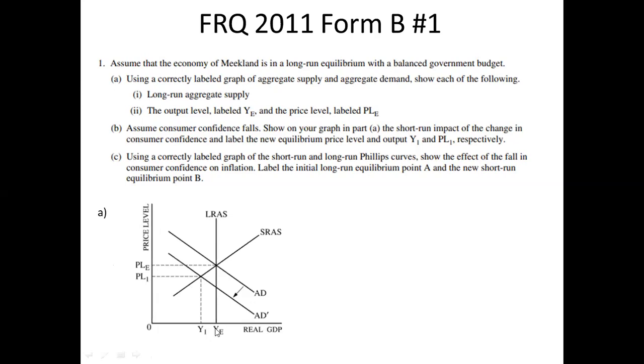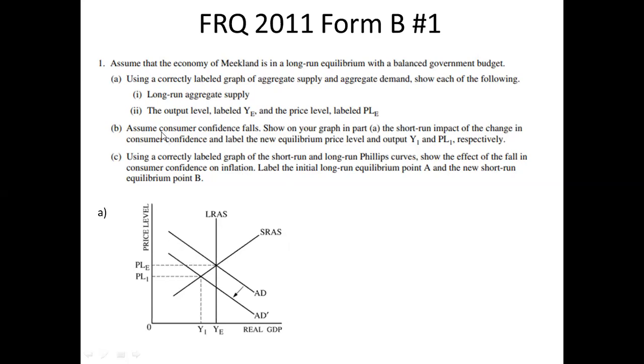YE, you could label this YF underneath it, but they want it YE here because they said so, because we're currently at equilibrium. So we are currently at our natural rate of unemployment. And PLE have our SRAS, AD, they're on the long run aggregate supply curve because we are currently in long run equilibrium. Okay, that is part A right there, ignoring this second line.